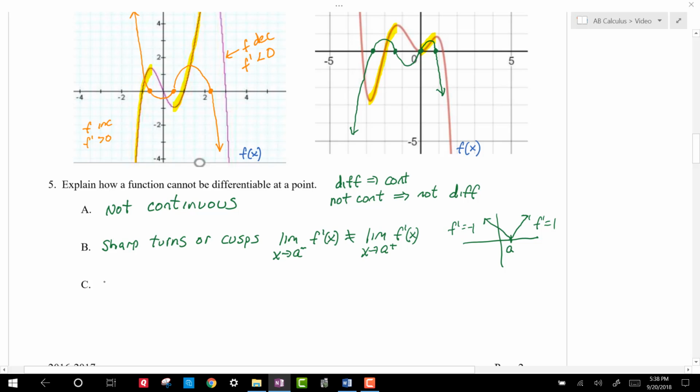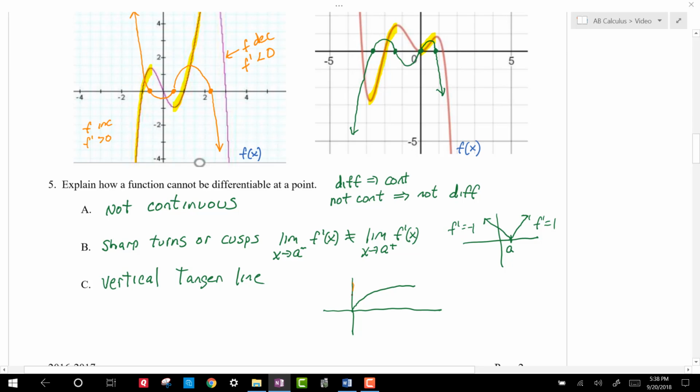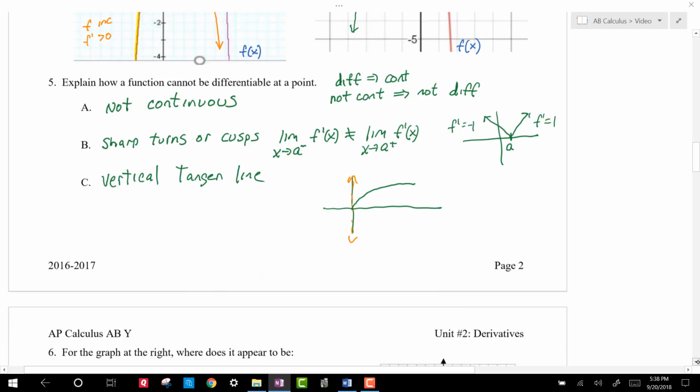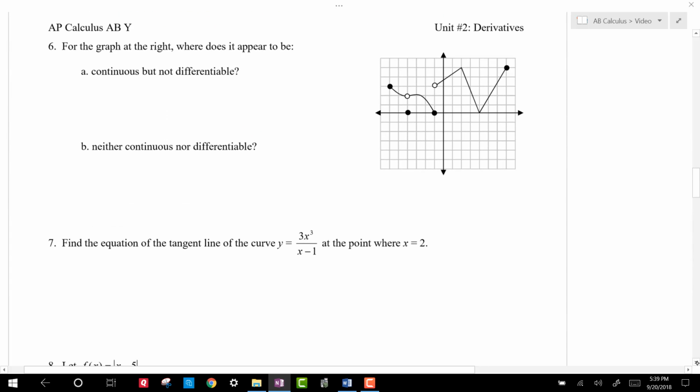And the last one that we rarely see, but we do see it pop up once in a while, is a vertical tangent line. A quick example of that would be a square root function that comes into the origin like this. That square root function has a vertical tangent line right here at x equals 0. Okay, so those are the three ways that a function cannot be differentiable. Let's go on to the next one. Moseying right along here. Got a lot of pages to cover.